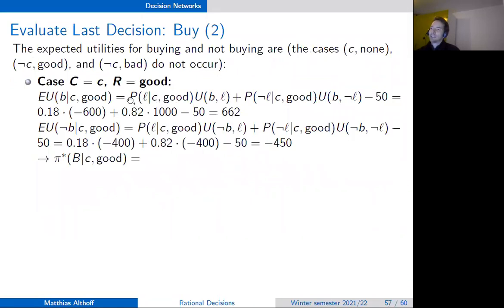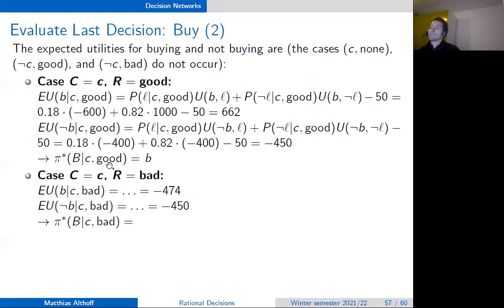So here we have the probability from the previous slide multiplied with the corresponding utility, plus the other case that is not a lemon, multiplied again with the corresponding utility. And then we get the expected utility for buying the car, given that we perform the checkup and the report is good. And here we have the expected utility for not buying the car, given that we perform the checkup and the report is good. And of course, the utility for buying the car here is better because the checkup was positive. So then the optimal policy is here to buy the car if we have a checkup and the report is good.